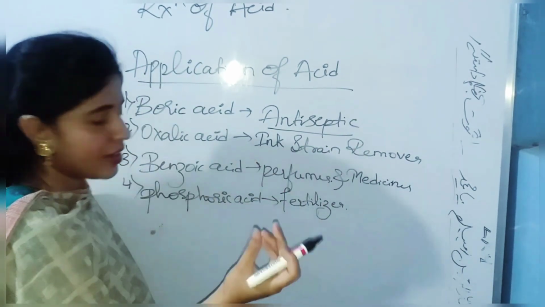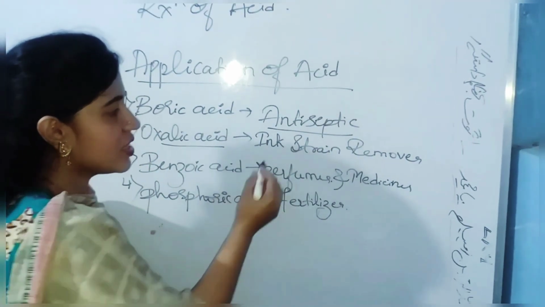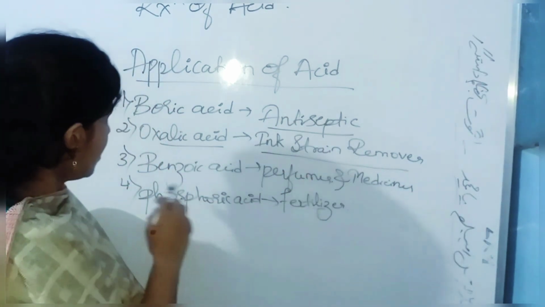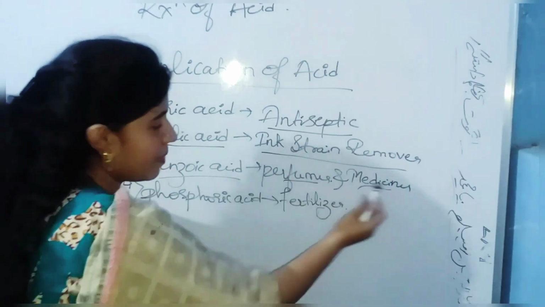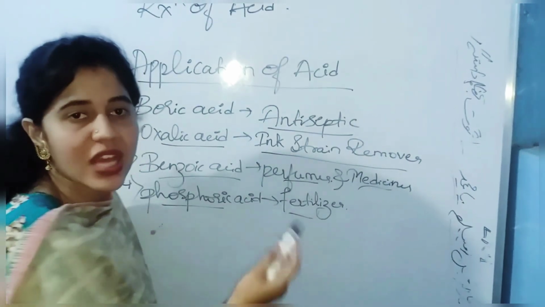Now the uses of acids. Boric acid is used as an antiseptic. Oxalic acid is an ink stain remover. Benzoic acid is used in perfumes and medicine. Phosphoric acid is used as a fertilizer.